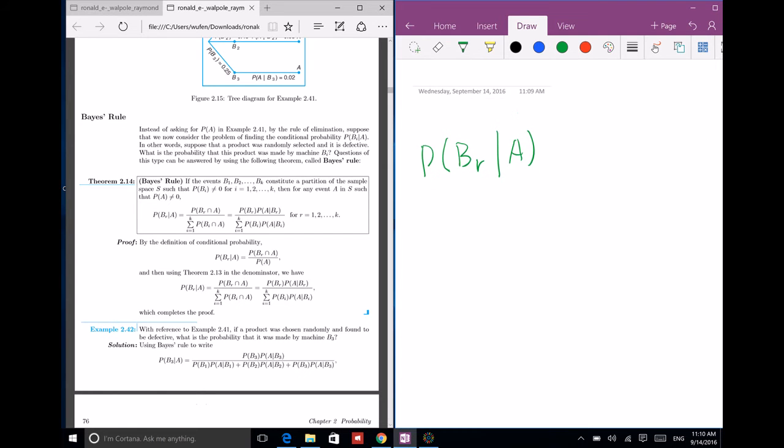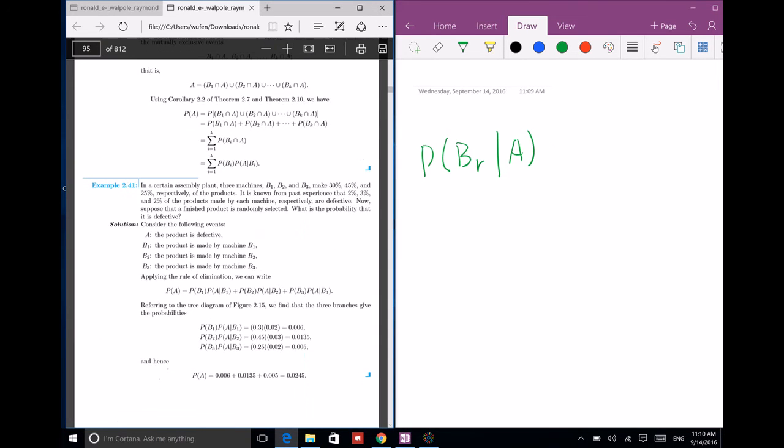For example, from the previous example here, if a part is selected and we find out that this part is defective, now we want to know which plant it is from, or what's the probability that the part is from B1, or that the part is from B2, or that the part is from B3.